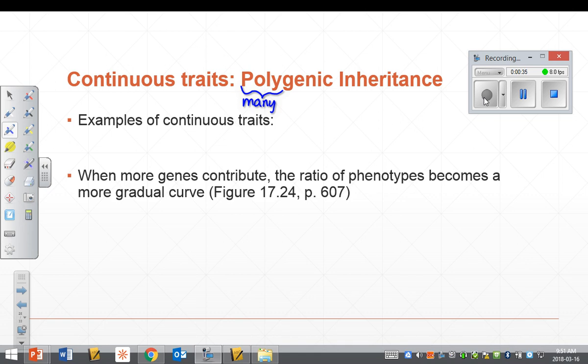And hopefully you can see making a Punnett square for 6 genes would be rather cumbersome, and you won't be asked to do a calculation of a probability for something that's affected by many genes. But I still want you to know that this exists. Traits that are affected by many genes are typically called continuous traits. For example, height and skin color.